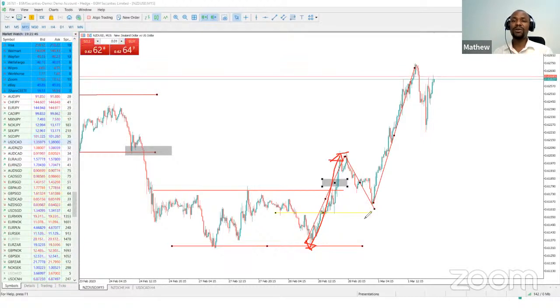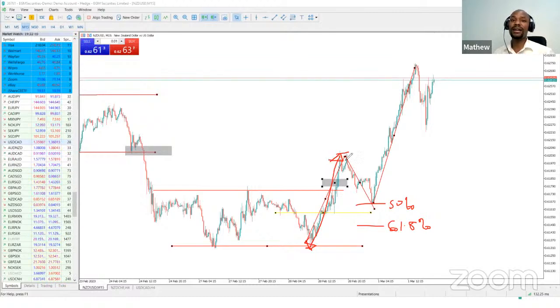We can have this pullback all the way either at the 50% level of this move, or it can even go lower to around, let's say, 61.8%. Mostly this one will align, for the retail traders, with the Fibonacci levels. Now, when you go deeper to the smart money concept, if you consider this move from that point to this point, this upward move, then anything below the 50% down here is what will be called discount.